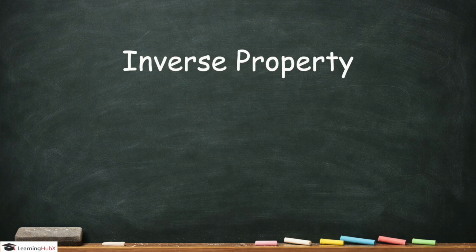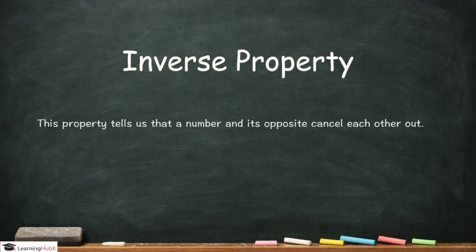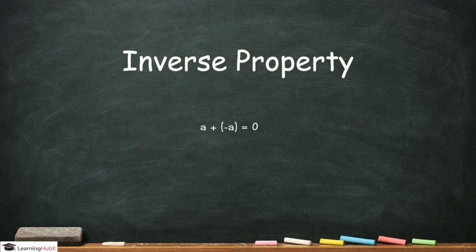Finally, let's look at the inverse property. This property tells us that a number and its opposite cancel each other out. For addition, A plus minus A equals 0. For multiplication, A times 1 divided by A equals 1, provided that A is not equal to 0.